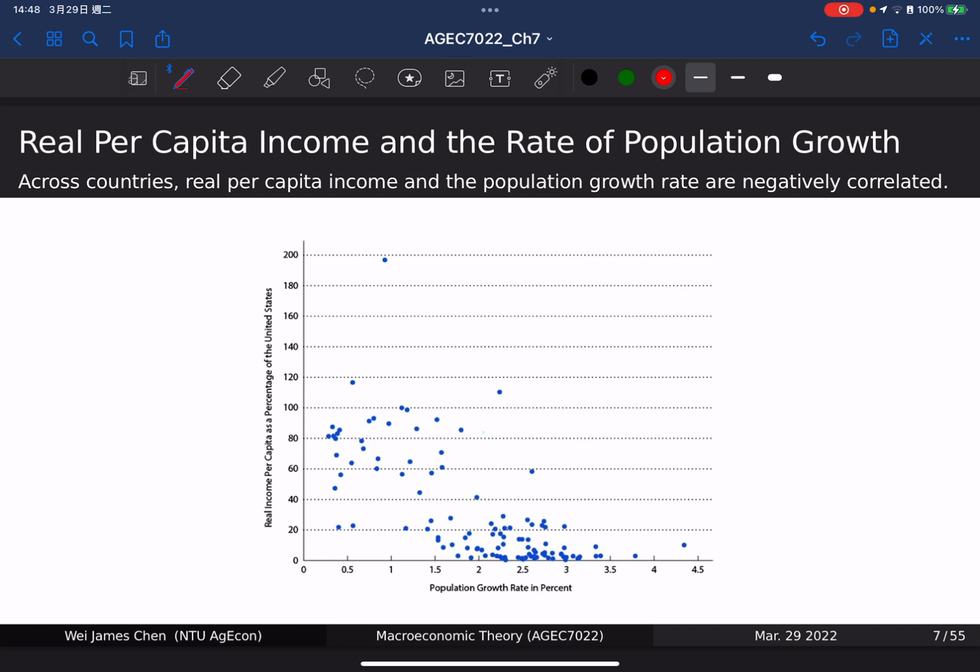Okay, average growth rate. And you can see as the population growth rate is higher, those countries with higher population growth rate generally tend to have low income. So basically, poor countries have a lot of new babies.